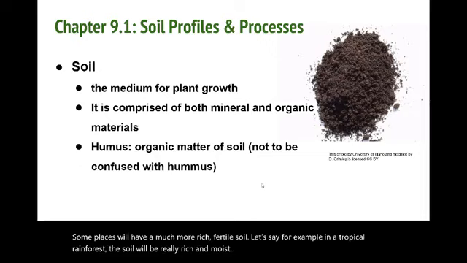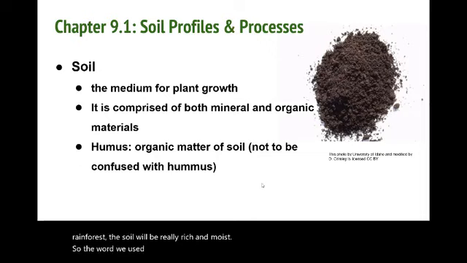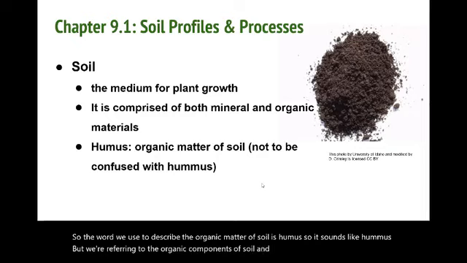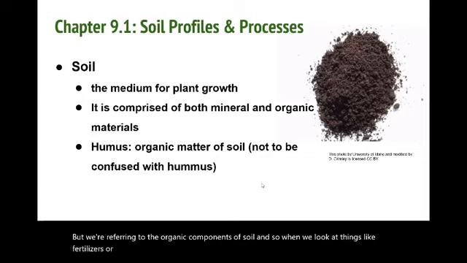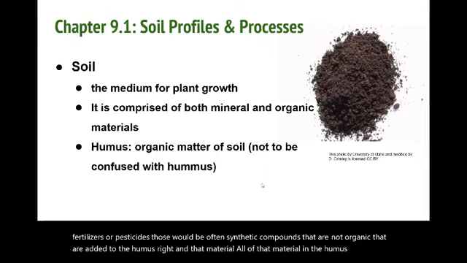The word we use to describe the organic matter of soil is humus. It sounds like hummus, but we're referring to the organic components of soil. And so when we look at things like fertilizers or pesticides, those would often be synthetic compounds that are not organic, that are added to the humus, right? And all of that material in the humus can be used by the roots of the plants as they're growing.